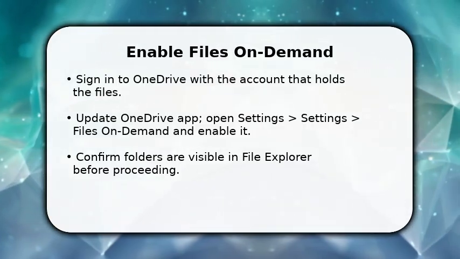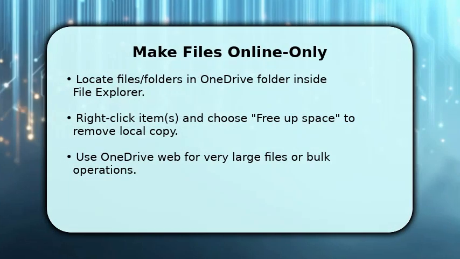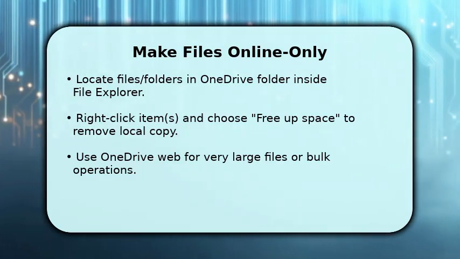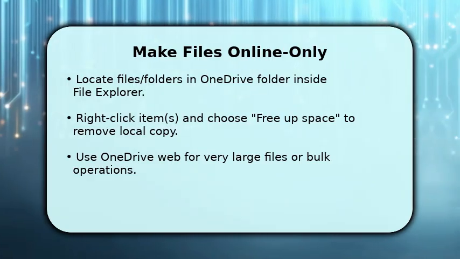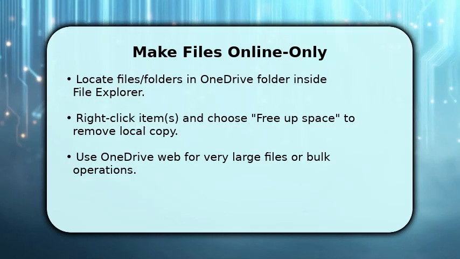Now you're ready to convert specific files or folders to online only. Start by selecting the files or folders you want to make online only inside your OneDrive folder in File Explorer. Right-click and choose Free Up Space. Windows will remove the local copy and leave a placeholder that downloads on demand.